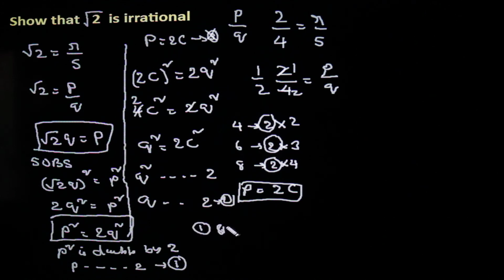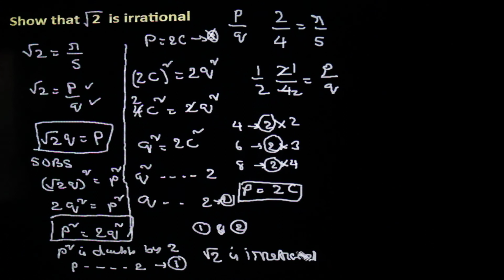From first and second result, we can conclude that p and q have common factor 2. That is against our assumption. Our assumption is wrong. What we assumed, root 2 is rational. P and q are co-prime to each other, but here p and q have one more common factor 2. Therefore, our assumption is wrong, that is root 2 is rational is wrong. We can conclude root 2 is irrational.